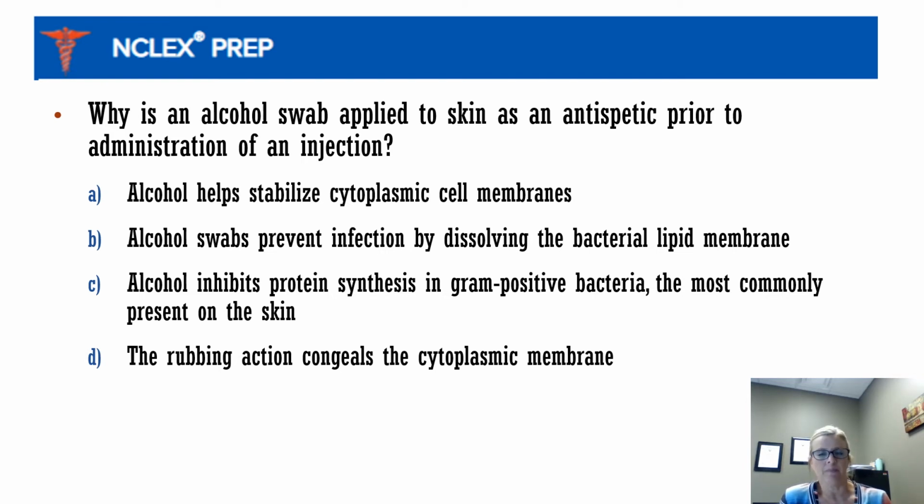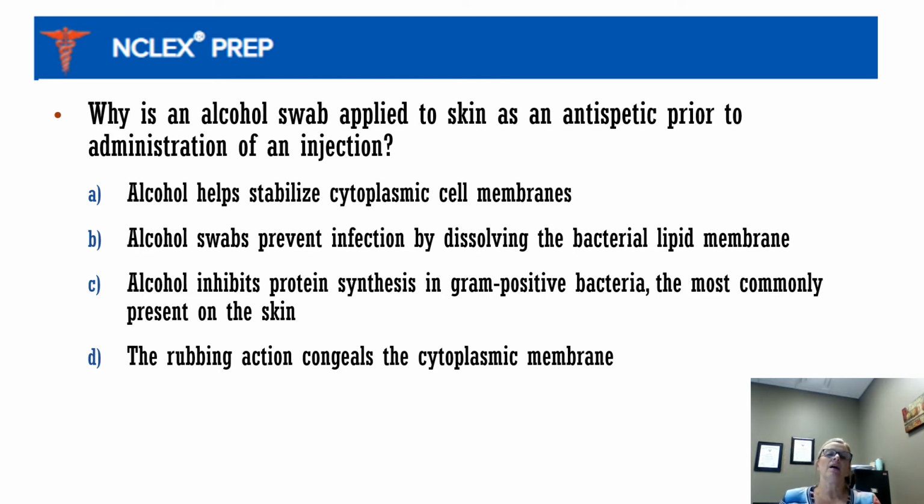All right, so our choices here are: alcohol helps stabilize cytoplasmic cell membranes. Alcohol swabs prevent infection by dissolving the bacterial lipid membrane. Alcohol inhibits protein synthesis in gram-positive bacteria, which is most commonly present on the skin. Or rubbing alcohol, the rubbing action congeals the cytoplasmic membrane. So this is all stuff we've talked about. So I want you to pause and see if you can get the correct answer.